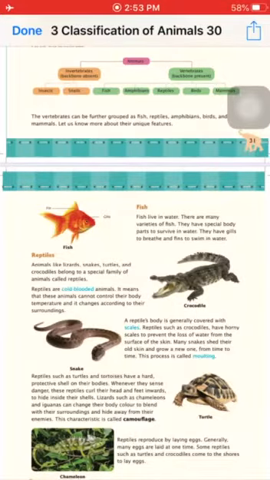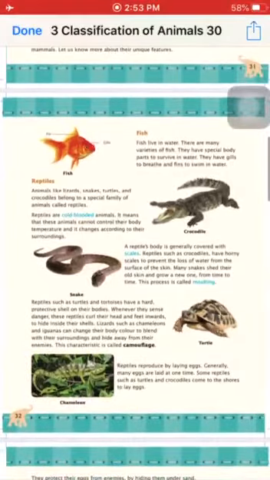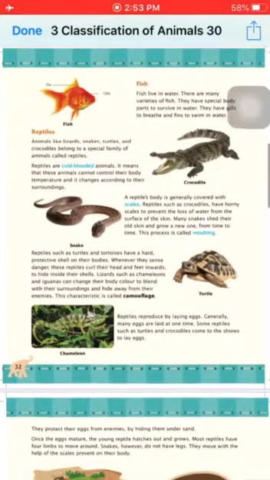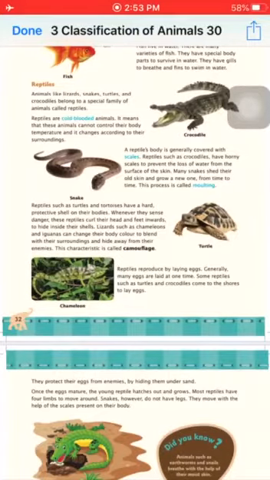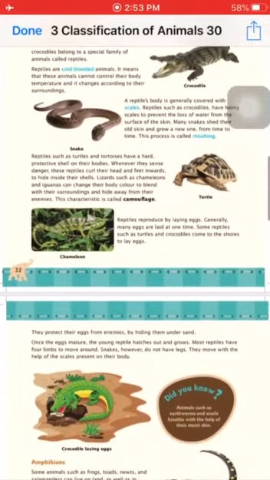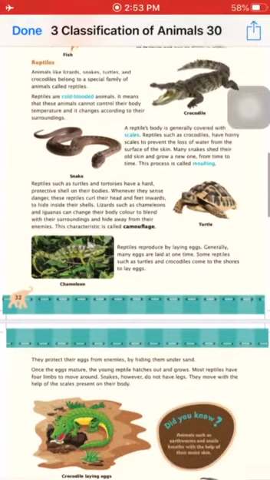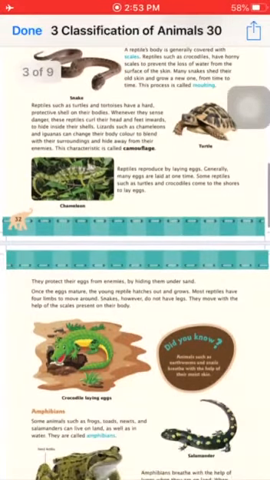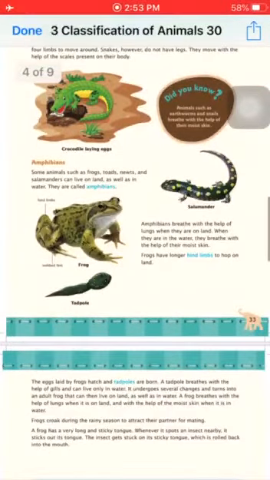Fish live in water and respire through their gills. Next is reptiles. Reptiles are a special family of animals, and they are cold-blooded animals and cannot control their body temperature according to their surroundings. The main feature of reptiles is scales, present on the surface of the body, which prevent the loss of water.